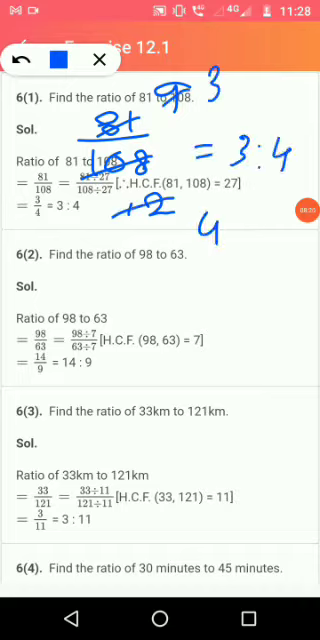Next. 98 to 63. Again 98 to 63 divided by 7. So I have 14:9. 33 is to 121. So I have written 33 by 121 divided both by 11 and then 3:11.